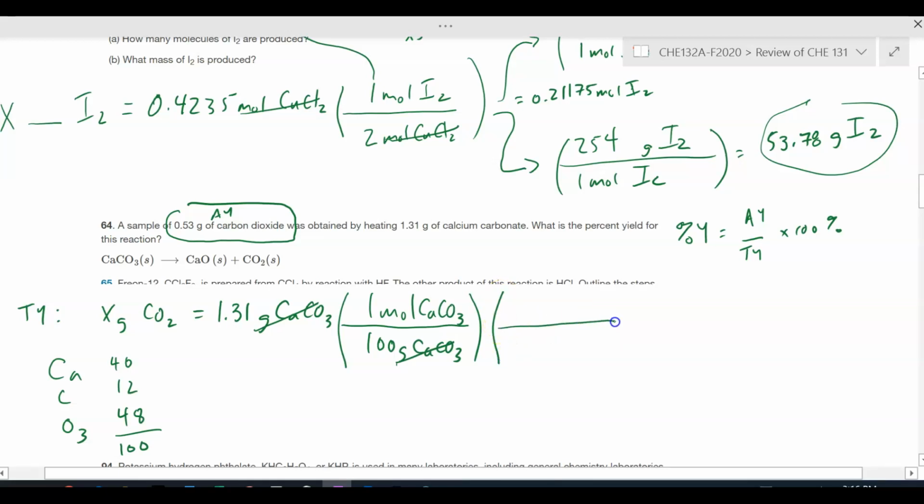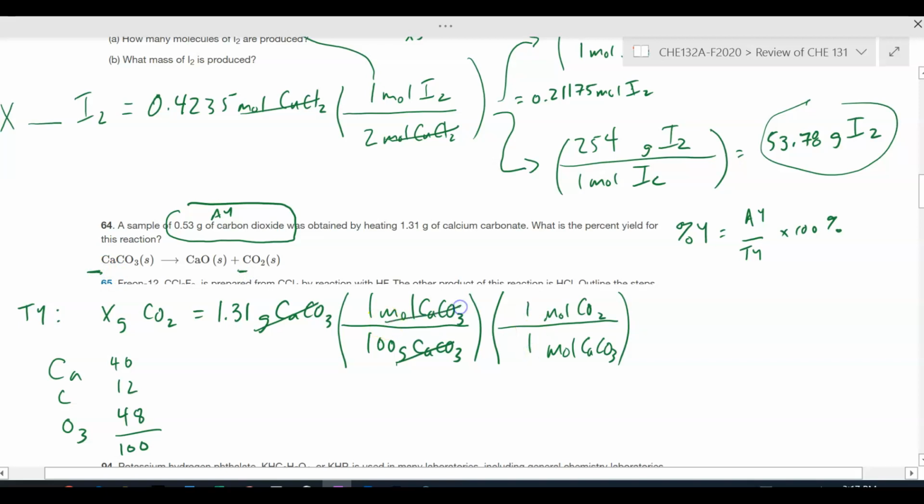Our middle conversion factor here, we're going to have moles of CaCO3 on the bottom. And we're trying to go over to CO2 now, so we'll have moles of CO2. We're going to get those numbers from the coefficients in the equation, and both of them have no coefficient written, which means that they are 1 to 1.